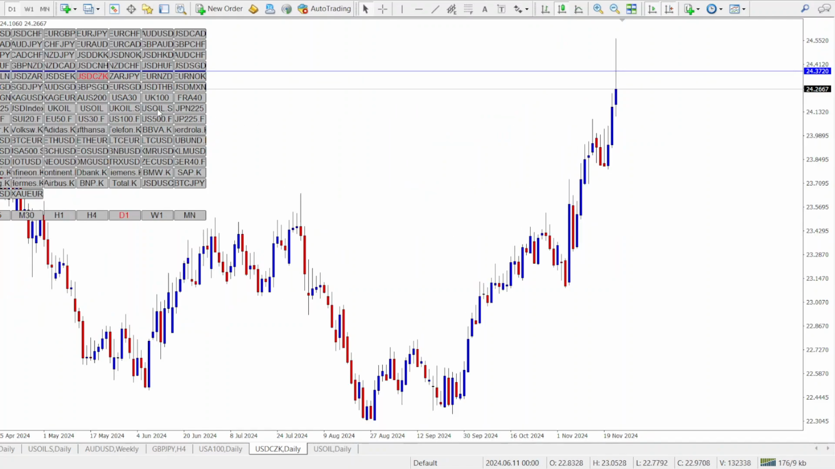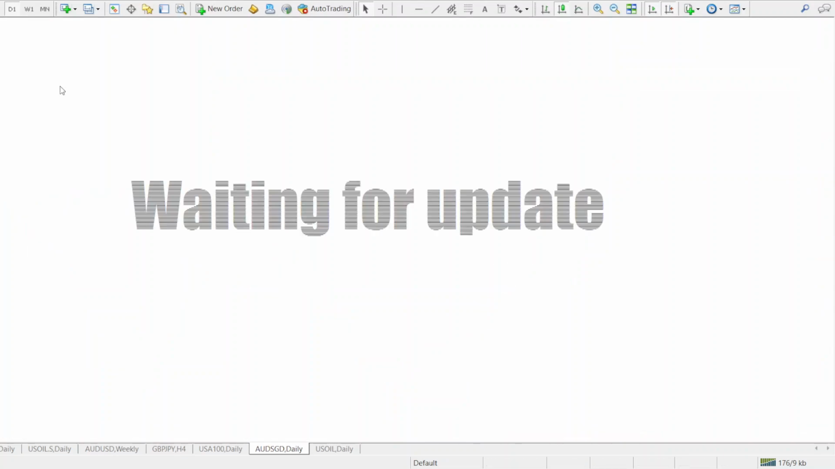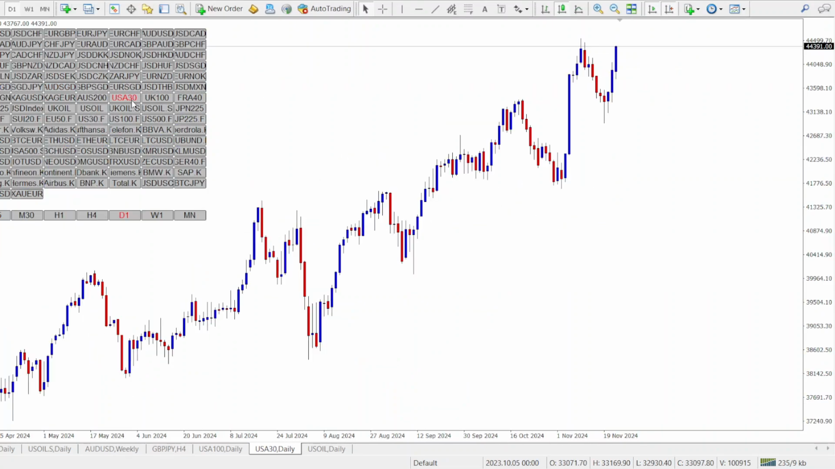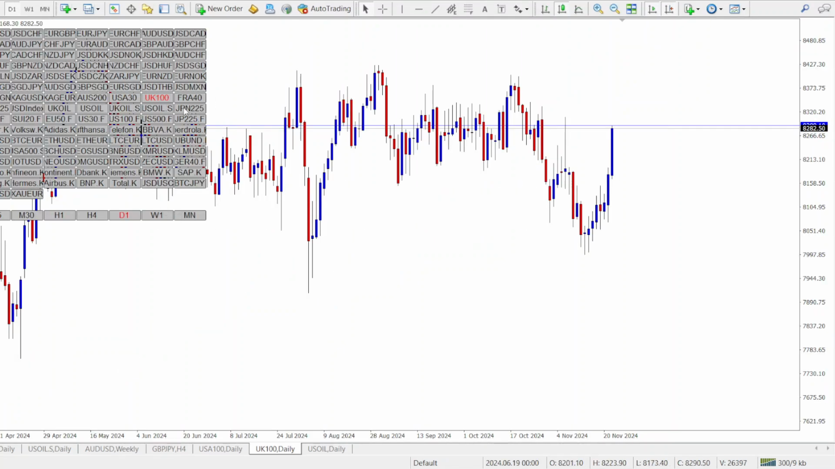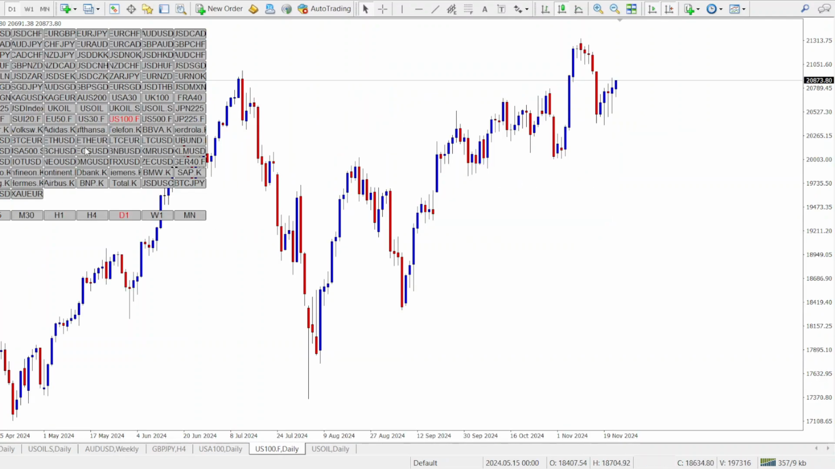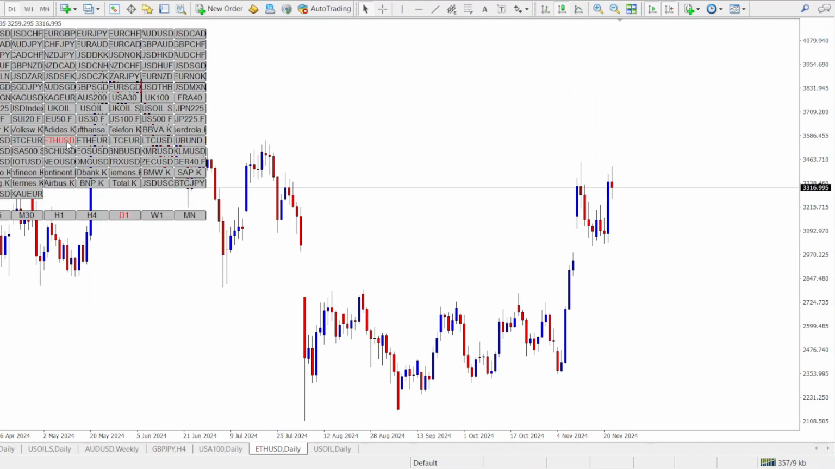If I double tap, I switch. Even a single tap, if I just tap once on it, I'm going to switch to that chart.